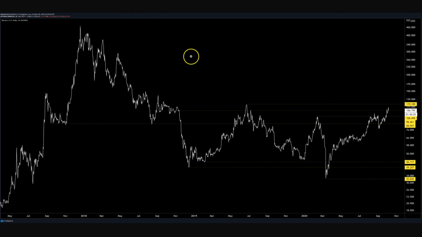Here's Monero. Sometimes it gets messy. The first obvious horizontal I can see is in 2017. Very clearly, look at the support. It's so clearly a horizontal line. It's drawing it for you. Support, support, support, support. It's a base for liftoff.